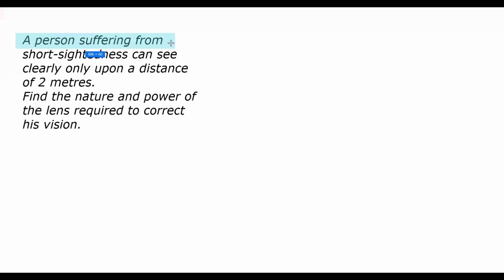The question here is that a person is suffering from short-sightedness, that is myopia, and can see clearly up to a distance of 2 meters. That means he cannot see any object beyond 2 meters. And what we know is that his eye is a myopic eye, and for a healthy or normal eye, one can see up to infinity, right? And therefore, we say that the defect is this. Now, what we have to find out is the nature and power of the lens required to correct his vision.